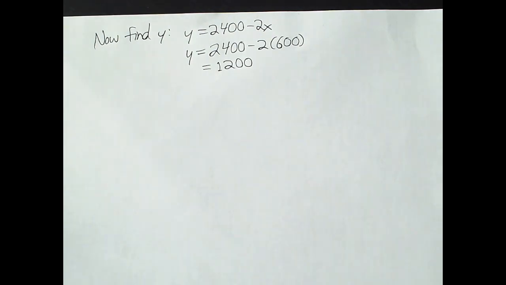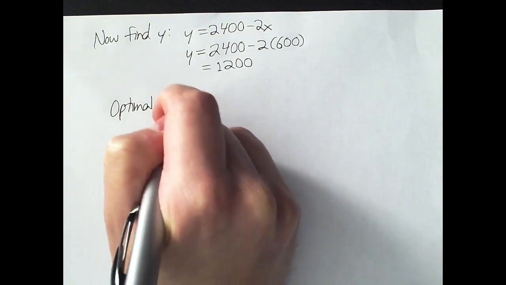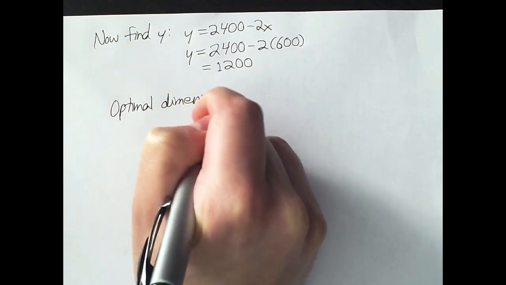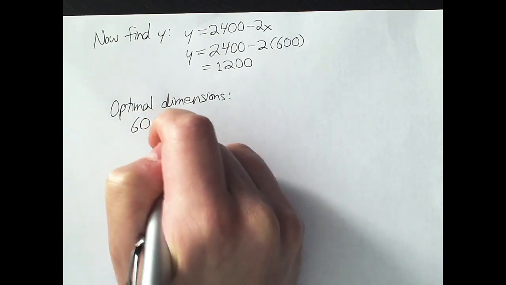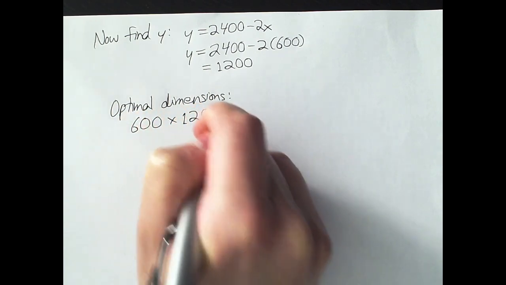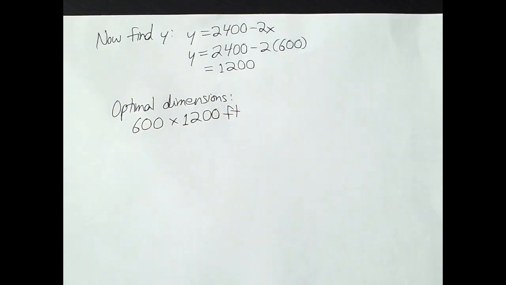So we already did the sign chart for x. We don't have to do anything like that for y. And in fact, we can say that we have found the optimal dimensions of the field, and it is 600 by 1200 feet. Oh, by the way, I'm not going to put a box around this yet. There's one more thing I want to do.